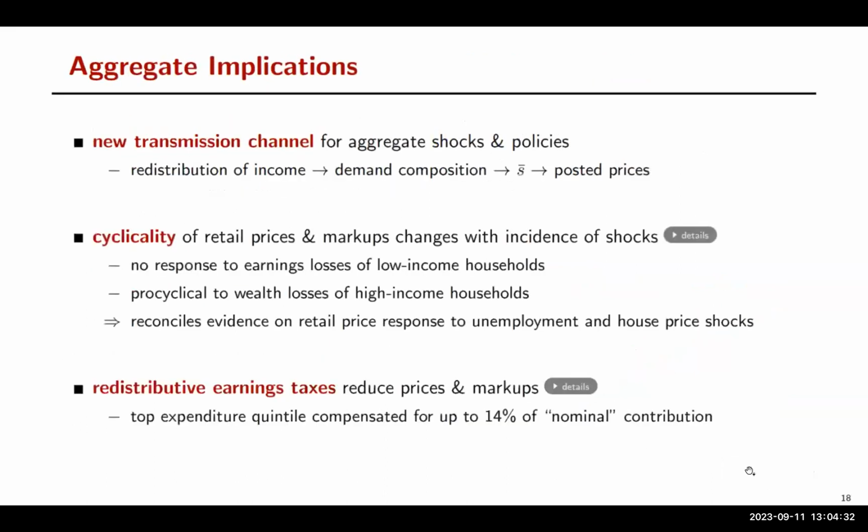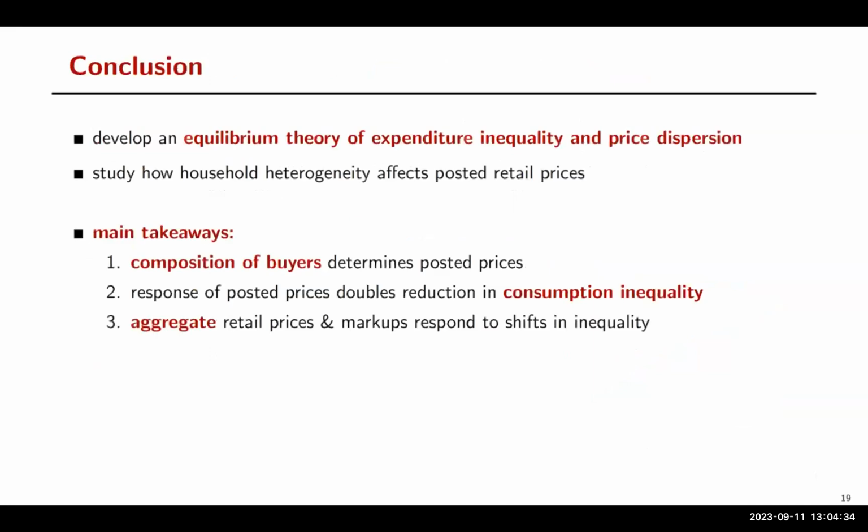And with that, I think I'm out of time. So let me briefly conclude. What I do in this paper is develop an equilibrium theory of expenditure inequality and price dispersion to think about how the distribution of households, or household heterogeneity, can affect posted retail prices. The one thing I would really like you to take away from this talk is that the composition of demand, the composition of buyers, can matter a lot for posted retail prices. This has implications for the distinction between consumption and expenditure inequality. It has implications for the response of the economy to aggregate shocks.